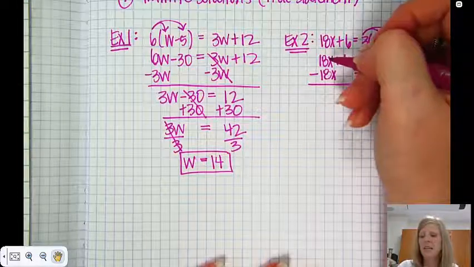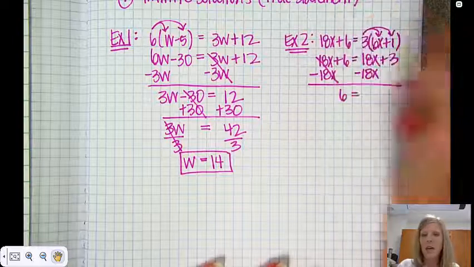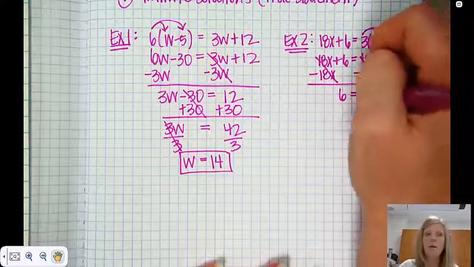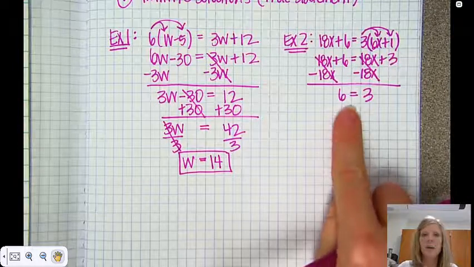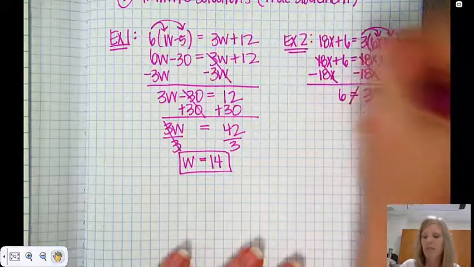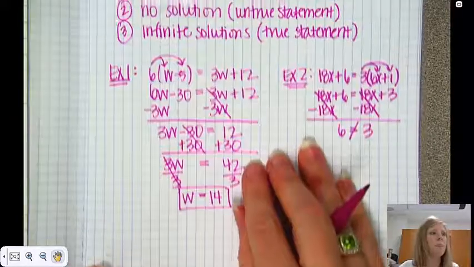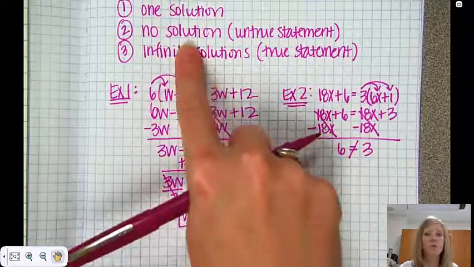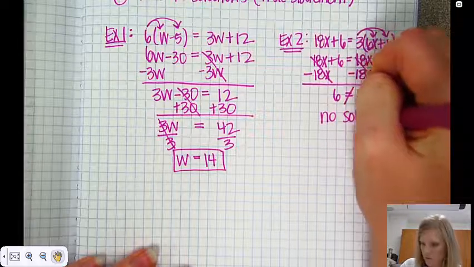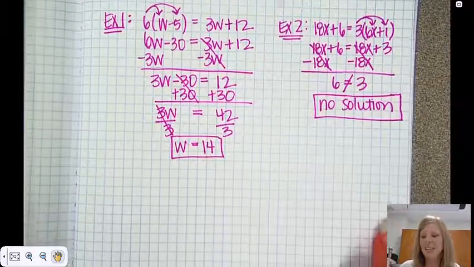When I do that, I get 18x minus 18x on the left, and that's going to cancel. I'm going to bring down my 6. Then I have 18x minus 18x on the right, which is also going to cancel, and I'm going to bring down my 3. Now I need to look at this statement. It says that 6 is equal to 3. Is that true? No. So I have an untrue statement there. And remember, if we have an untrue statement, then our answer is going to be no solution. Now let's look at our last example.